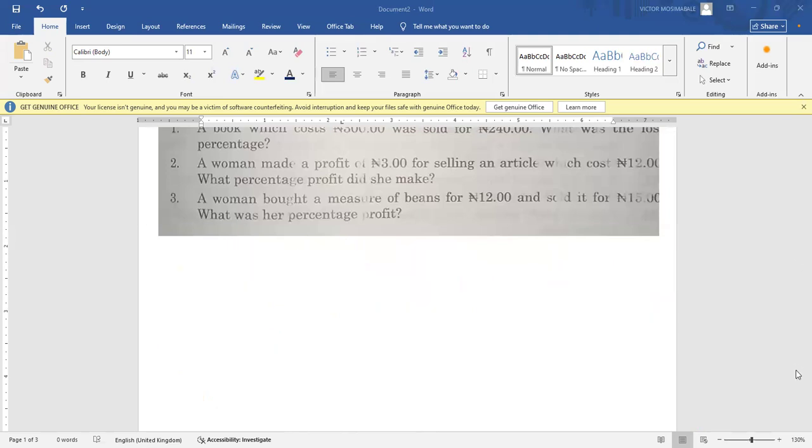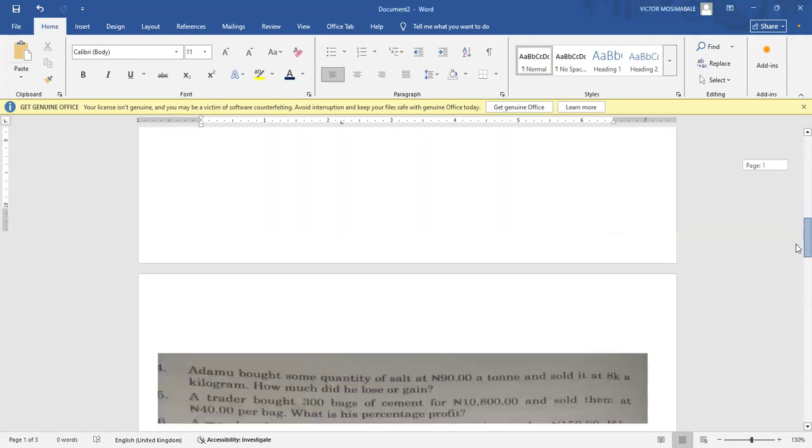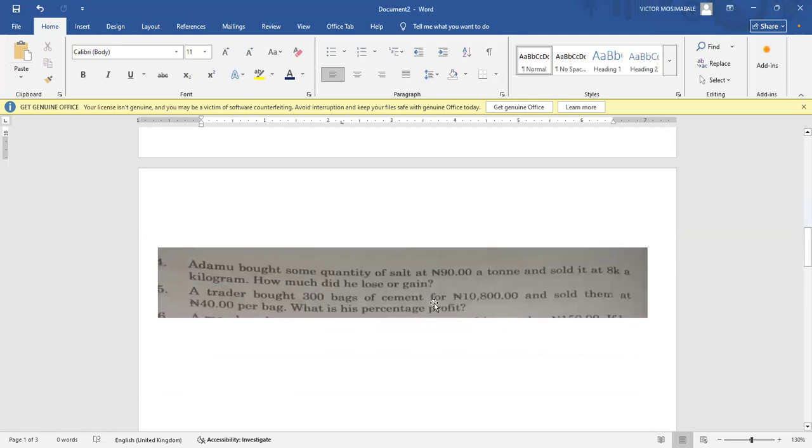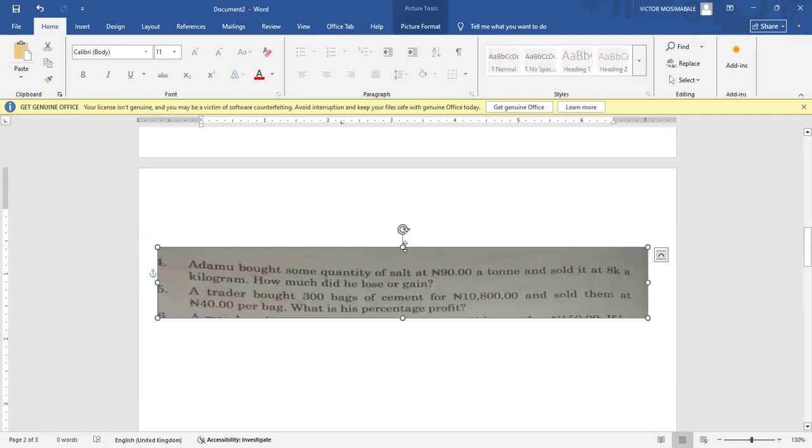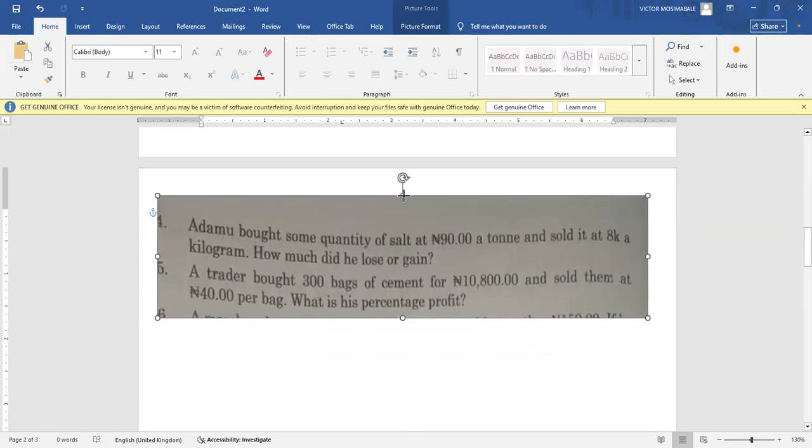Okay, so we move again to another scenario where we are required to find the loss or gain. Now, the question reads thus. Adamu bought some quantity of salt at 90 naira.